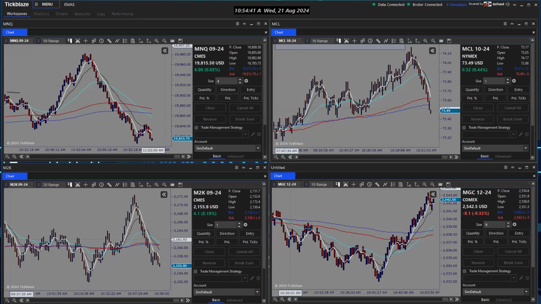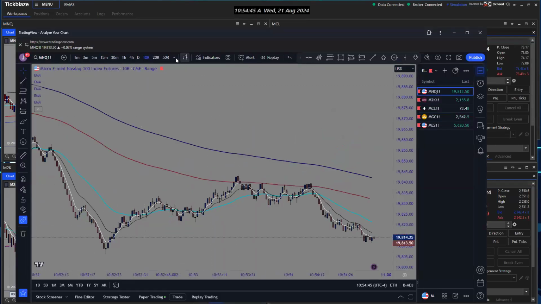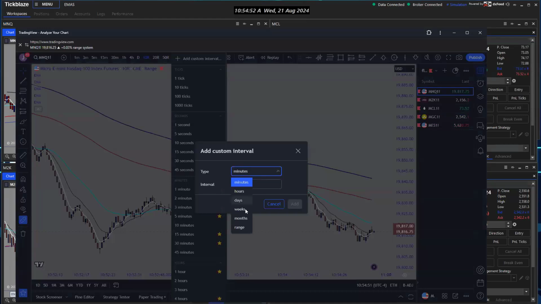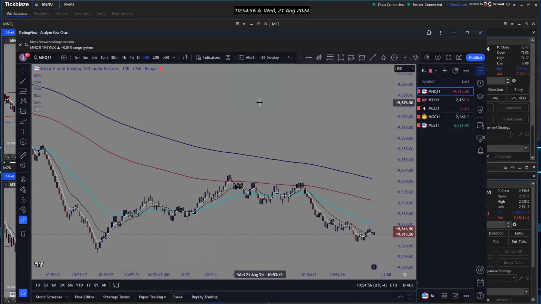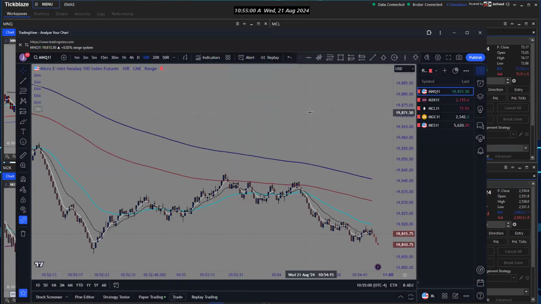So what you want to do is you come in here, go to add custom interval, and then you can add range 50, and then just hit add, and then it'll show up in your lineup in here.